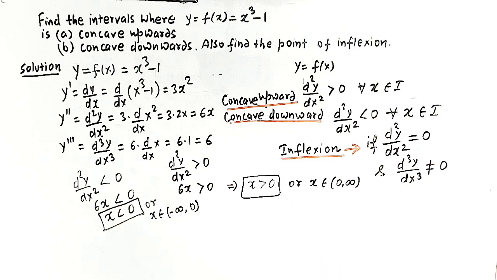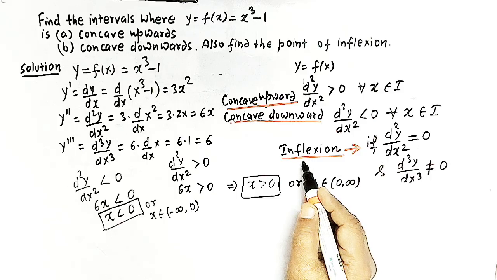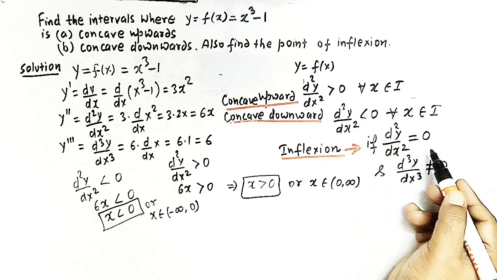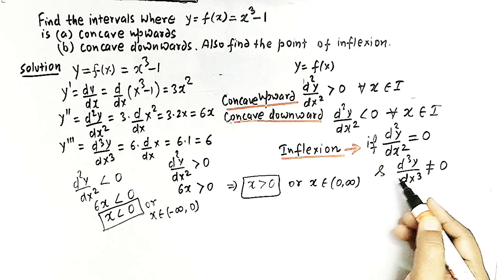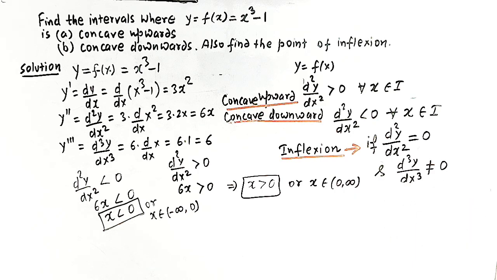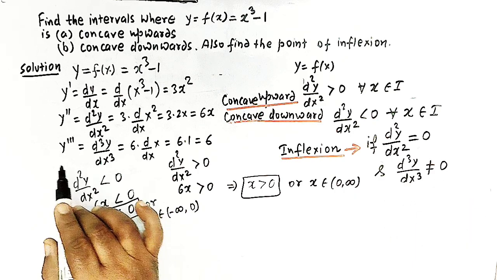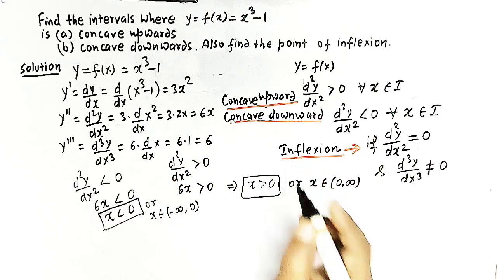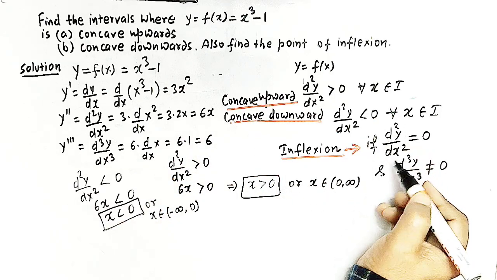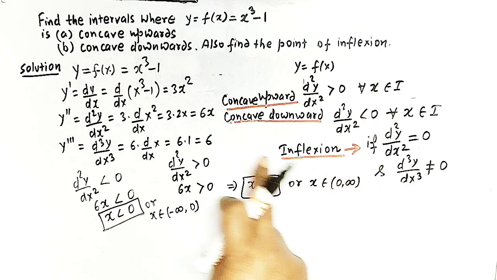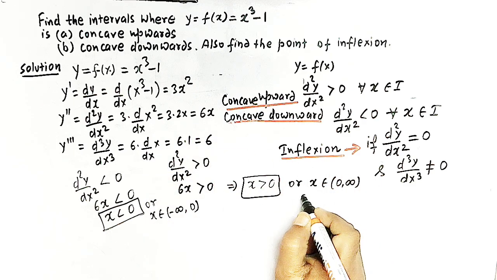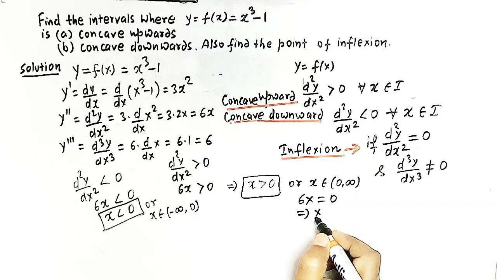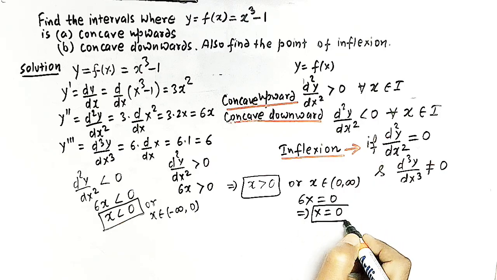And for the point of inflection, we must have this condition, that is if the second derivative is 0 and the third derivative is not equal to 0. So the second derivative is 6x. So for the point of inflection, the second derivative must vanish here. So here we have 6x is equal to 0. So from here we have x is equal to 0, right?